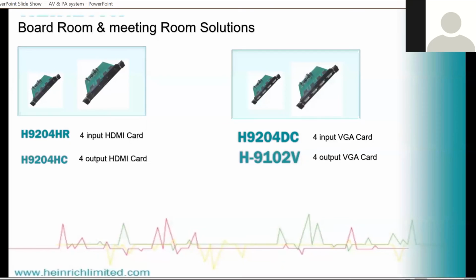You don't need to consider a separate VGA switcher or separate HDMI switcher. You can use our matrix and customize it as per your requirement. If you have 16 HDMI and 4 VGA, choose 4 HDMI cards and 1 VGA card. You don't need to use separate VGA or audio switchers.